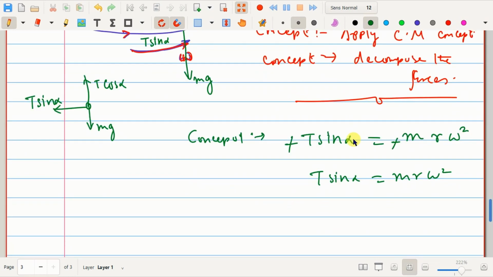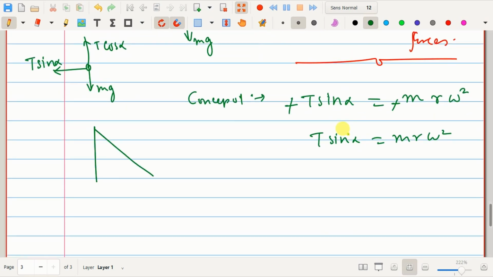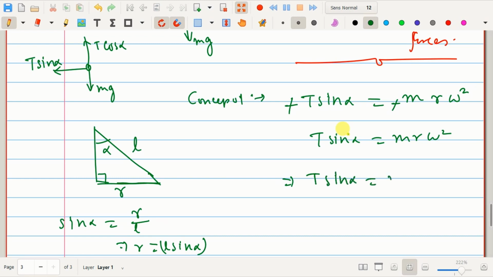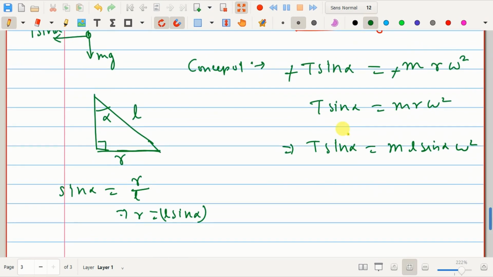So what we can solve here, for example, this is your alpha, this object is moving, and this is the radius of the circle. So we can apply sine alpha, this one is the length of the radius, sine alpha is r over l, therefore r is equal to l sine alpha. So we can simply apply here, T sine alpha is m times r omega square, r is equal to l sine alpha. So you see, we can cut it down, T is equal to m l omega square.